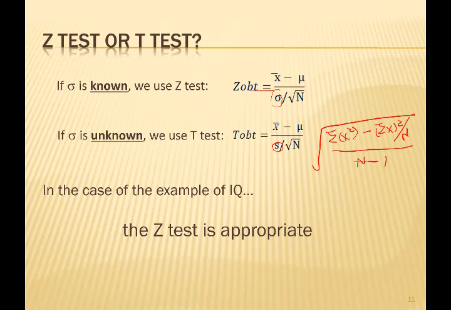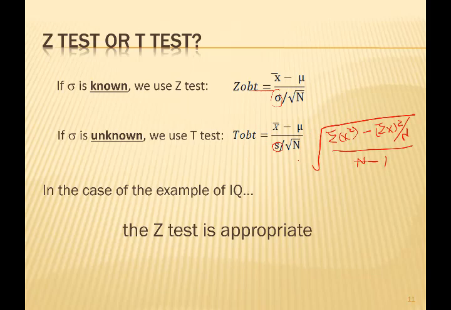So we know that this is the computational formula for the standard deviation of the estimated population. We use this formula to calculate this little s, which is the standard deviation of the estimated population. So we're basically estimating the standard deviation of the population. If that's the case, then what we're calculating becomes your t obtained. So now we are doing a t-test when we have an estimated standard deviation.